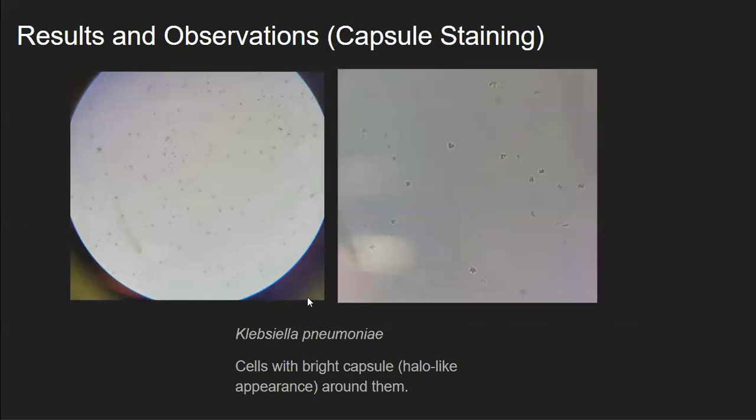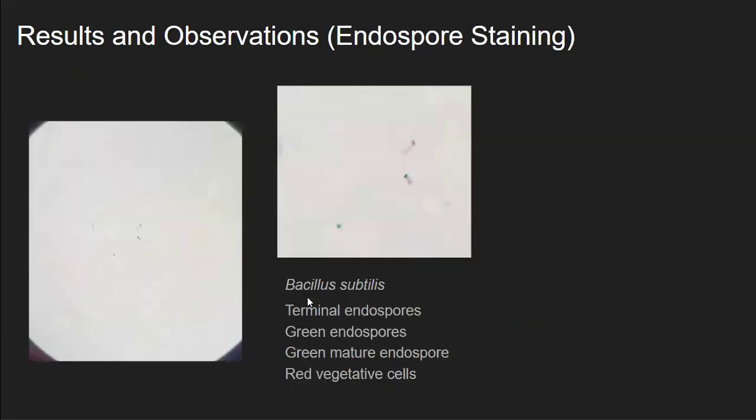Klebsiella pneumoniae for the capsule staining included cells with a bright capsule or halo-like appearance around them. And for endospore staining, Bacillus subtilis had terminal endospores that were green and mature, surrounded by red vegetative cells.